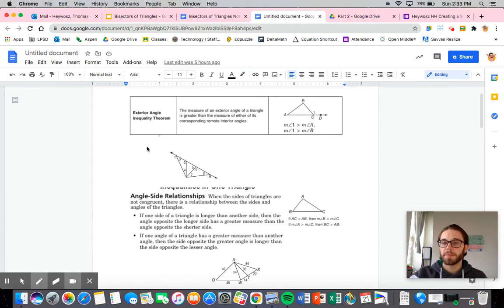Now, that theorem just states that if I have an exterior angle of a triangle, it is bigger than both of the two remote interior angles, which would be in this case A and B.